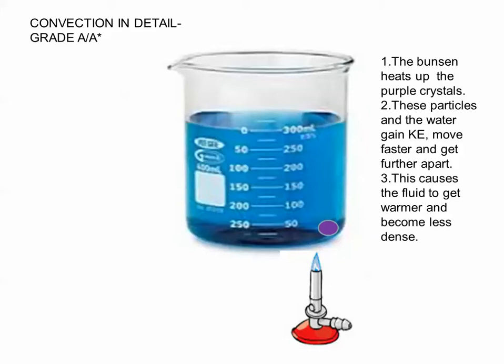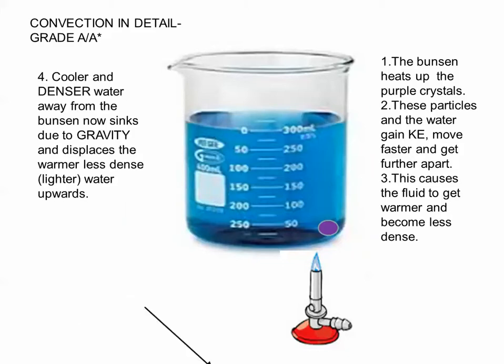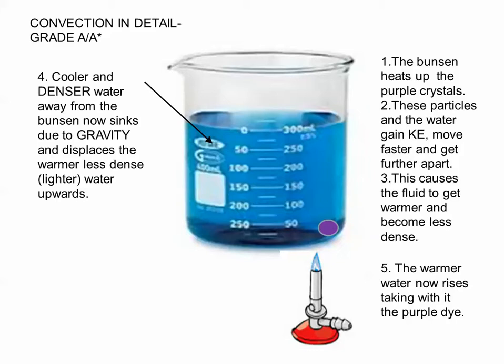These particles and the water gain kinetic energy and move faster, and the particles get further apart. This causes the fluid to warm and become less dense. So now, as you can see, we're moving into a slightly more detailed explanation, sort of A grade, A star grade. Okay, the cooler and denser water away from the Bunsen now sinks due to gravity, because effectively it's heavier, and that displaces the warmer, less dense water near the Bunsen burner upwards. The warmer water now rises, taking with it the purple dye.